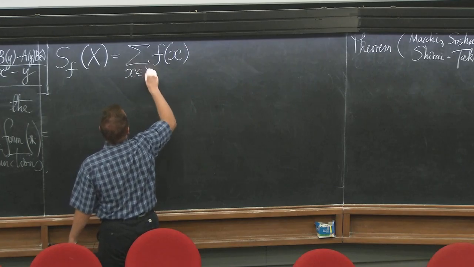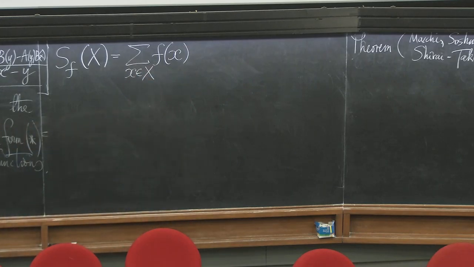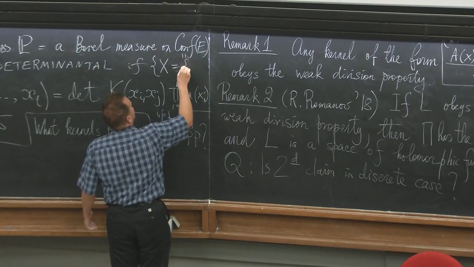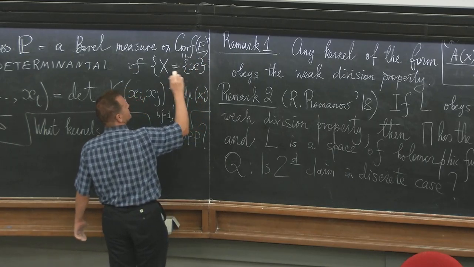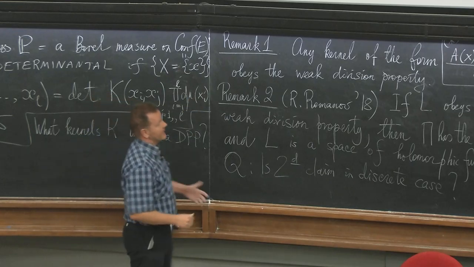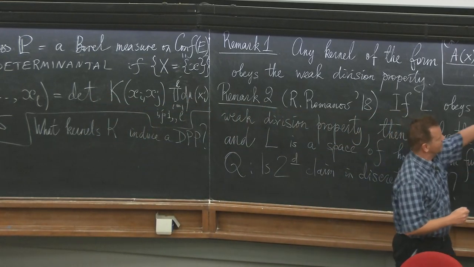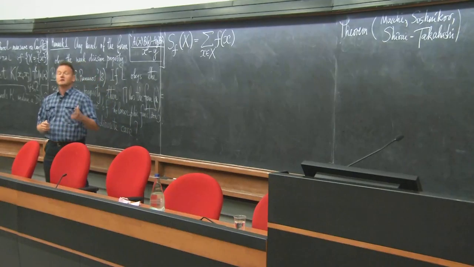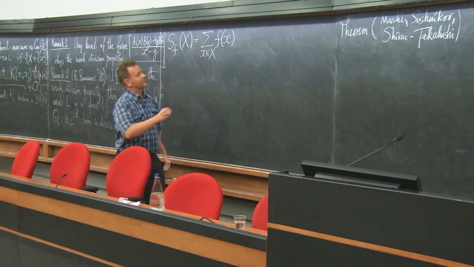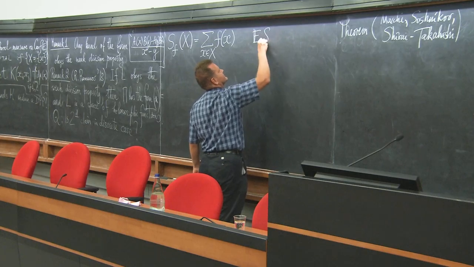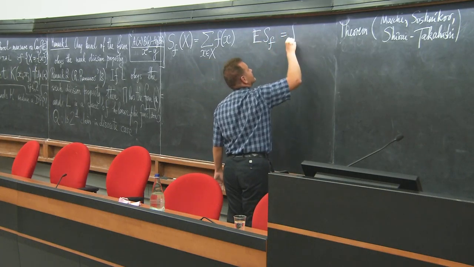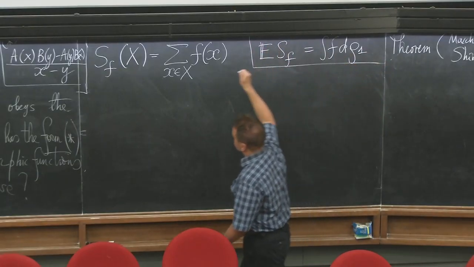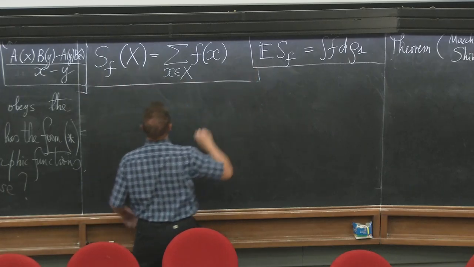Let me recall the notation: the space of configurations is the space of subsets. Each configuration is a collection of particles, and I just sum values of a function over the particles. So as not to ask why the sum converges, let us assume that f has compact support. This is an additive functional, and in particular the expectation of the additive functional is, of course, the integral of f with respect to the first correlation measure. This is essentially the definition of the first correlation measure.